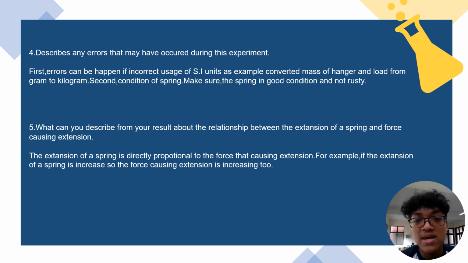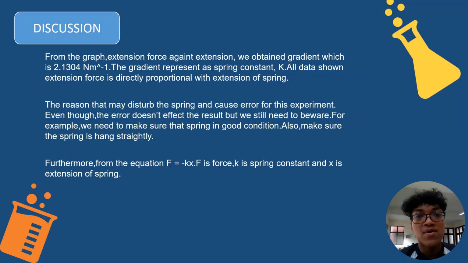For example, if the extension of a spring increases, the force causing extension increases too. For this discussion, from the graph of extension force against extension, we obtain a gradient of 2.1304 Newton meter power of -1. The gradient represents the spring constant K. All data show the extension force is directly proportional to the extension of the spring.